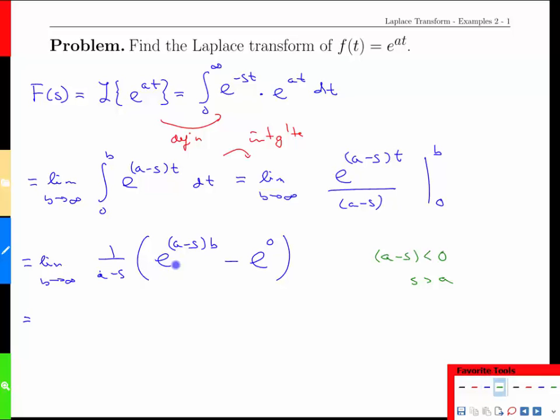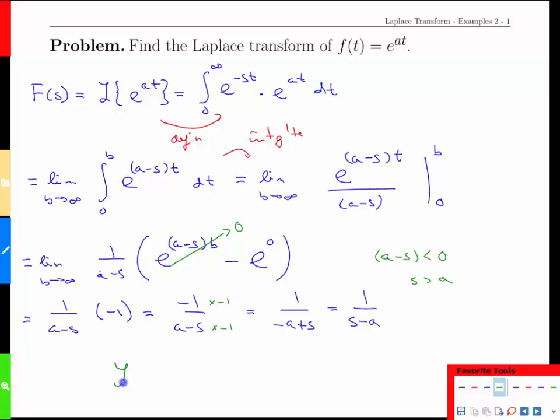What that lets us do is replace this limit value with the value 0 as b gets larger and larger, which gives us 1 over a minus s times negative 1. So we could write that as negative 1 over a minus s, but that is kind of ugly. So what we usually do is multiply top and bottom by negative 1. That gives us 1 over negative a plus s, or more traditionally, 1 over s minus a.